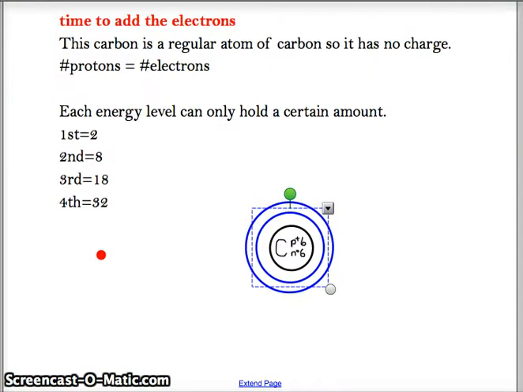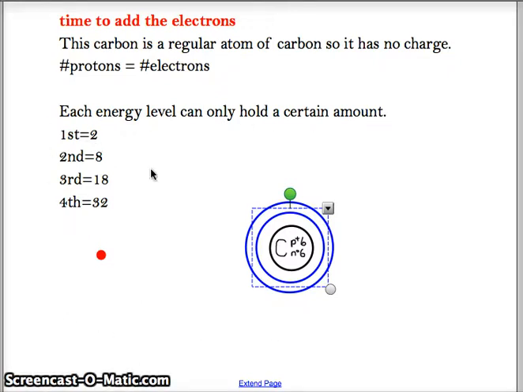Now it's time to add the electrons. This carbon is a regular atom of carbon, so it has no charge, meaning that the number of protons will equal the number of electrons. Since there are 6 protons, that means we're going to need 6 electrons. What's different is that you just can't put all 6 on one energy level, and you can't decide how many you want to put on each energy level. That's determined for you. Each energy level can only hold a certain amount.